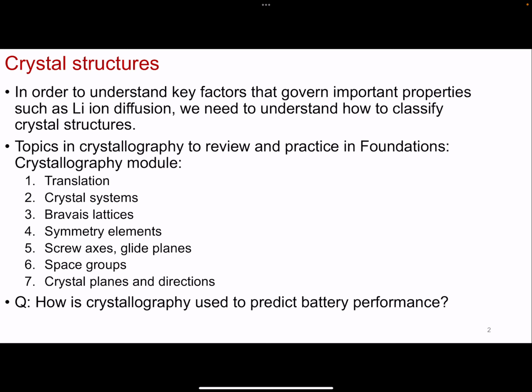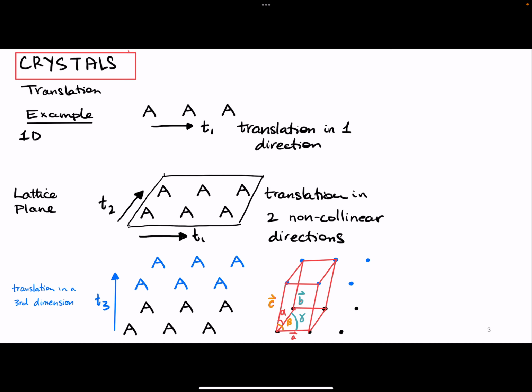And we're going to build up the terminology in crystallography to ultimately answer the question: how is crystallography used to predict battery performance? Okay. So we start off first with translation.